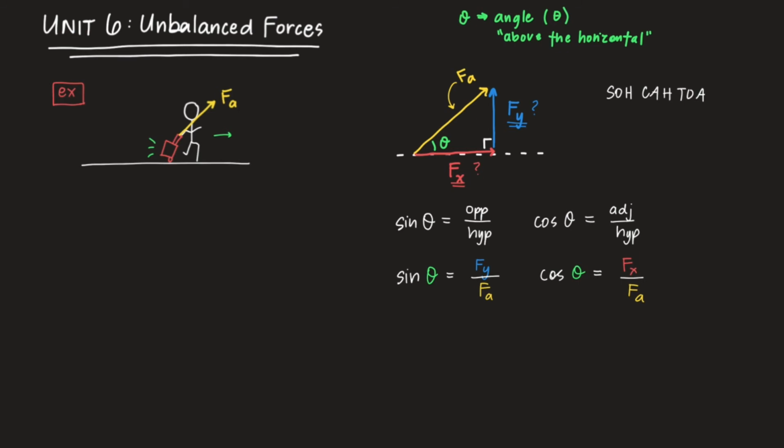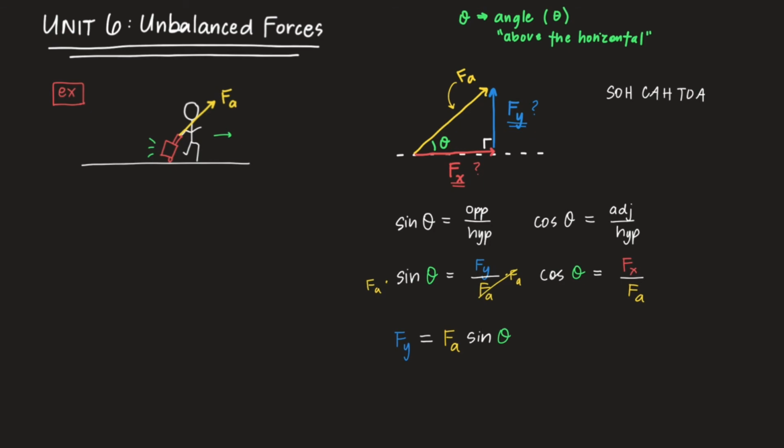So like I said, we're trying to find what is Fx, what is Fy. We want to get them alone on their side of the equation. So I'm going to multiply Fa to both sides of both of these equations. I'm just showing you with the sine equation. So those Fa's cancel out, and what I get is that Fy is equal to my applied force times the sine of my angle, whatever that angle is above the horizontal.